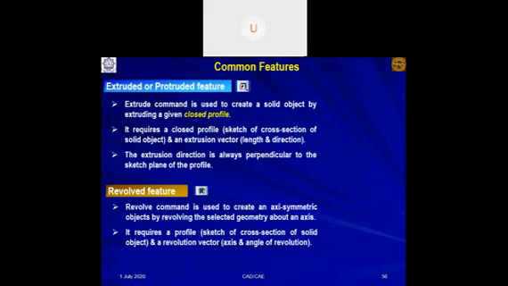The revolve command is used to create an axisymmetric object by revolving the selected geometry about an axis. It requires a profile sketch of the cross section of a solid object, and that you have seen already. The revolution vector, that means the axis and an angular revolution, must be specified. The axis of revolution is always in the sketch plane of the profile.